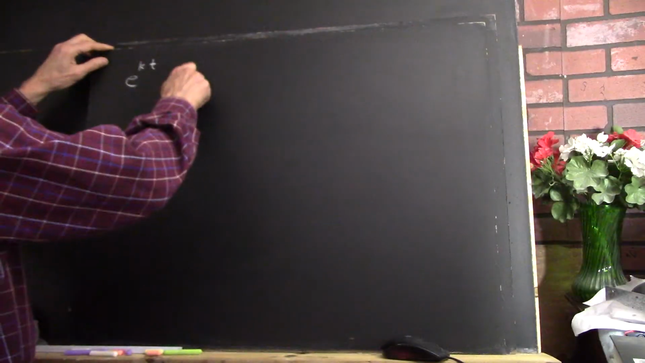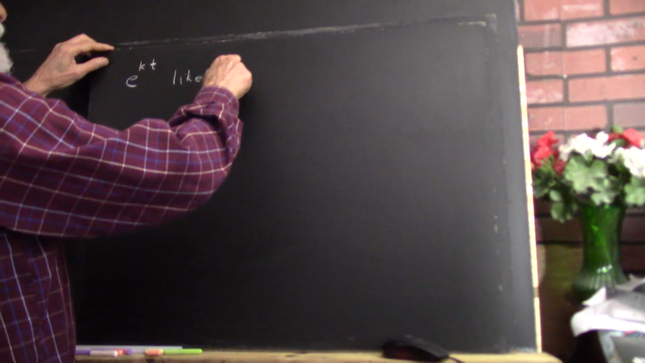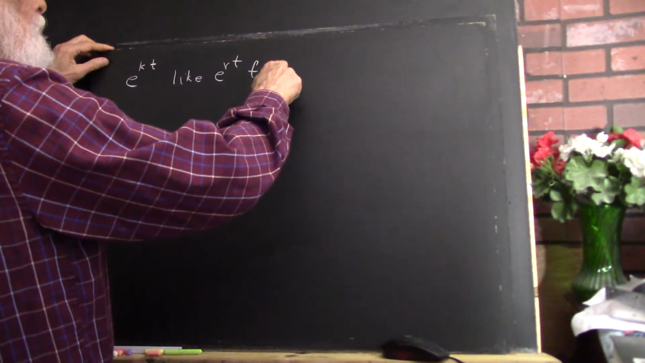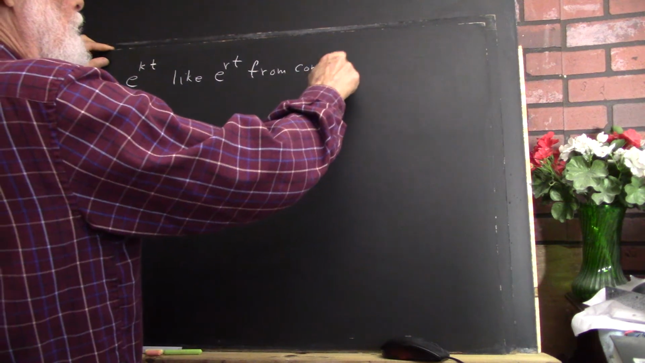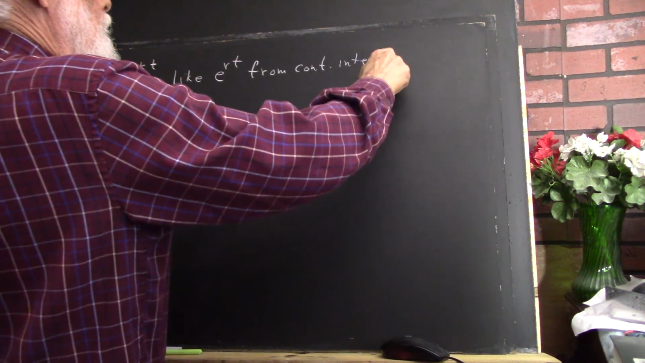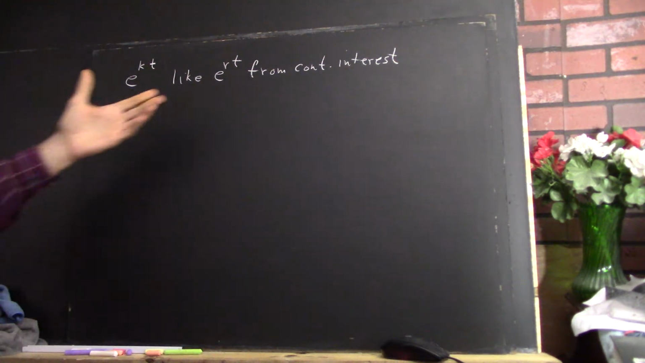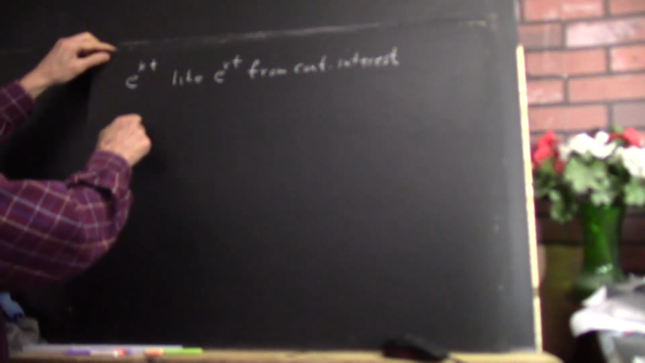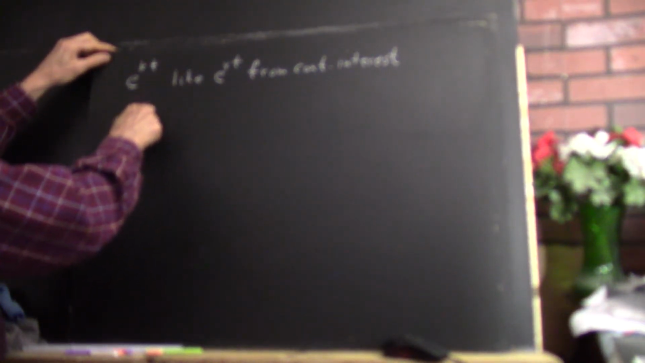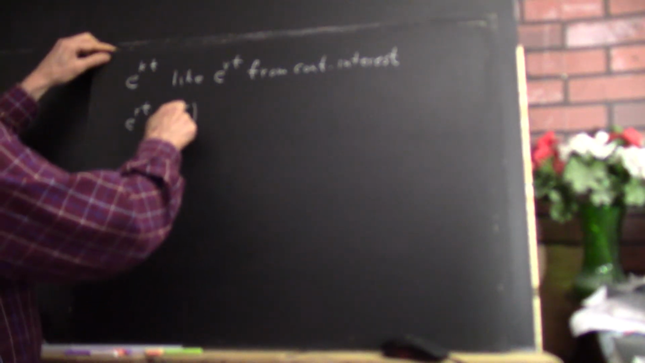e to the kt is like e to the rt. That's from continuous interest. Okay, well, e to the rt is e to the r raised to the t power.